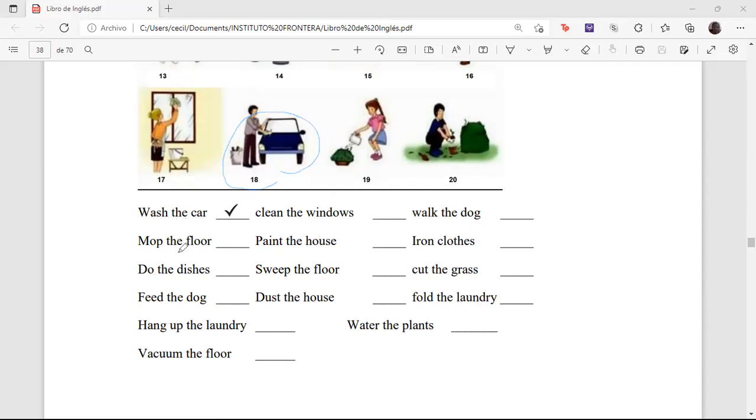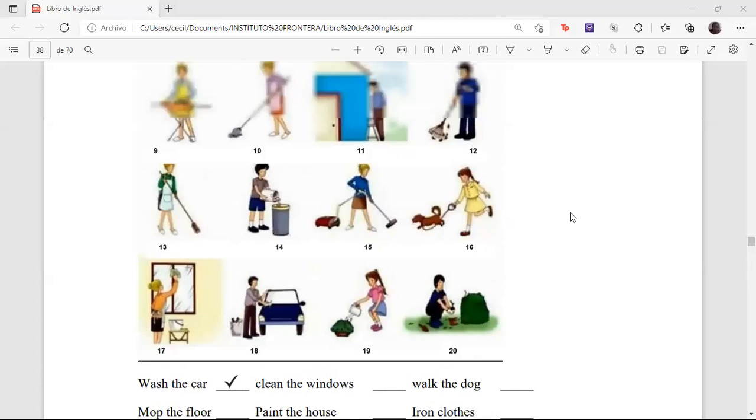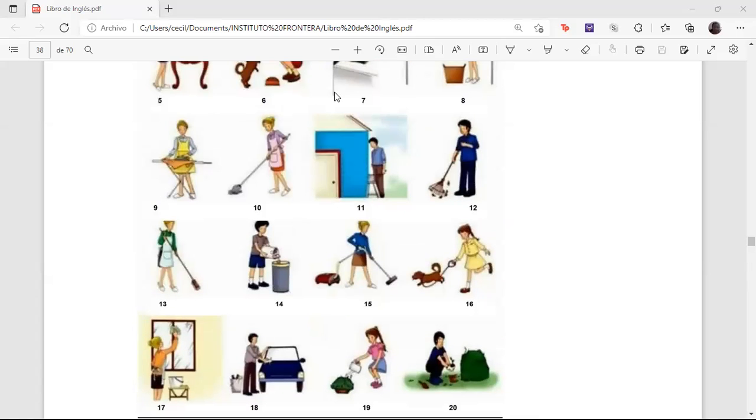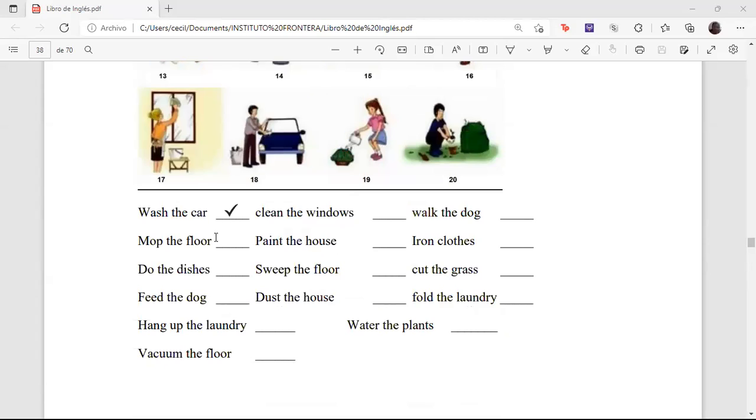Now, mop the floor. Which one is the mop the floor? Okay, I'm going to help you out with this. Mop the floor is this one. This is mop the floor. Okay, so if you do it, if you mop the floor, you have to mark it just like this. If you don't, don't mark it. Don't do it.